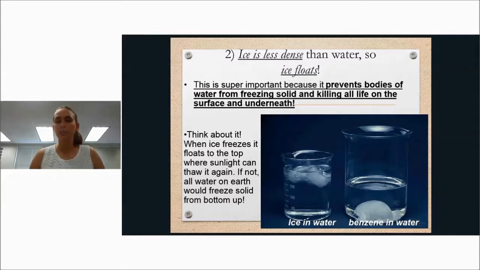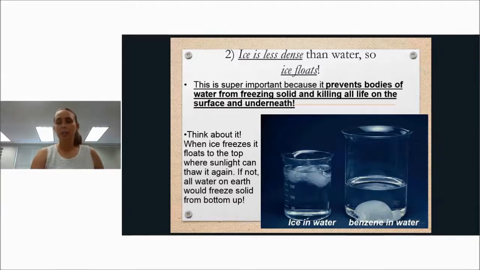so ice floats. This is super important because it prevents bodies of water from freezing solid, killing all life on the surface and underneath. Think about it. When ice freezes, it floats to the top where sunlight can thaw it again. If not, all water on Earth would freeze solid from the bottom up.